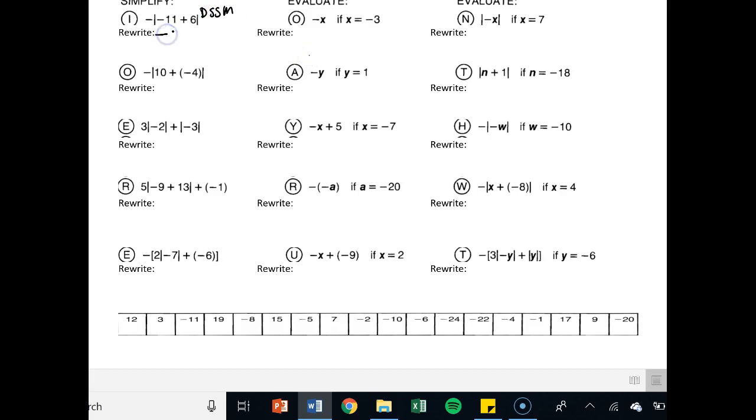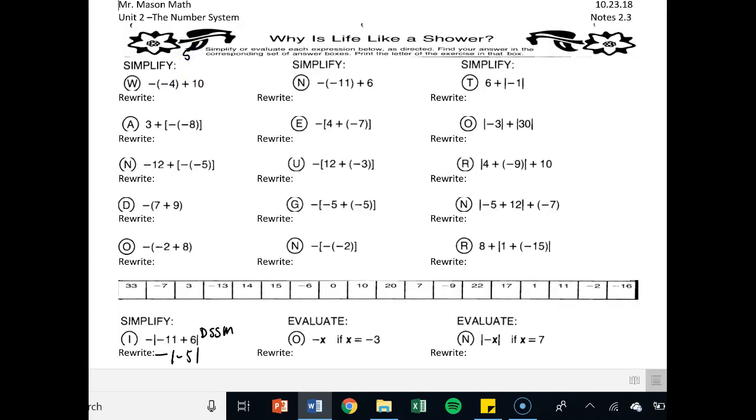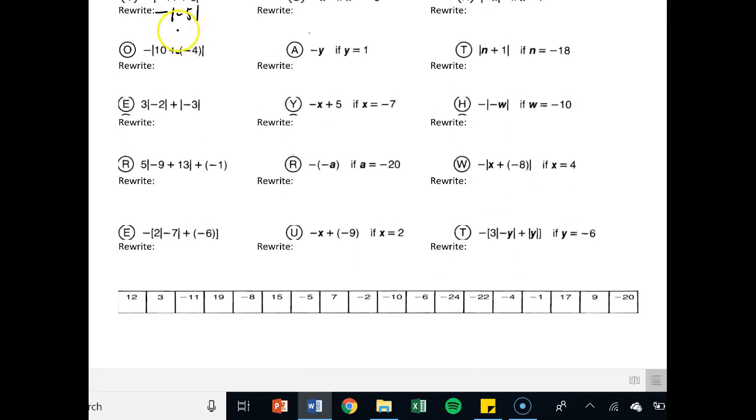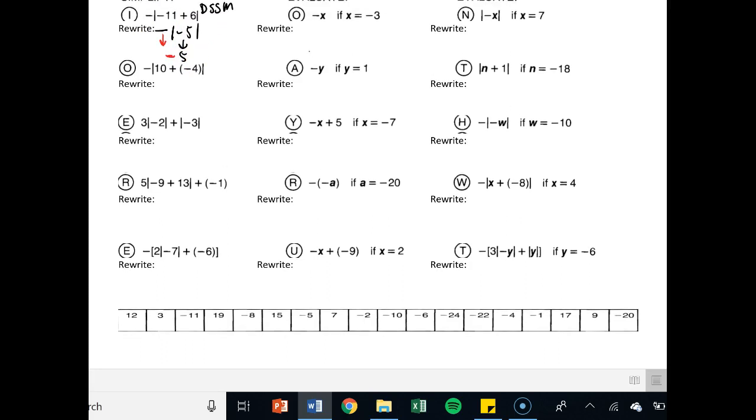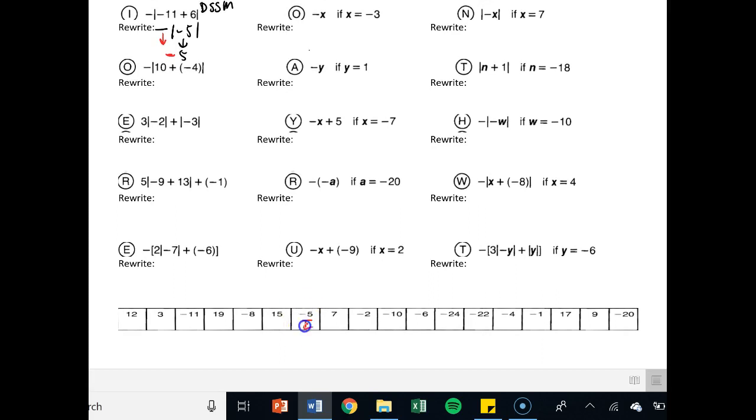So what is the opposite of the absolute value of negative 5? And the absolute value of negative 5 is 5. Now we can take the opposite of that, which is just negative 5, right? So the absolute value of negative 5 is positive 5. And then what's the opposite of positive 5? Just negative 5. So negative 5 is your answer there, meaning you're going to put an I on negative 5.